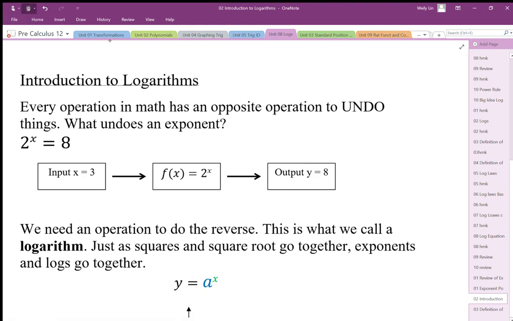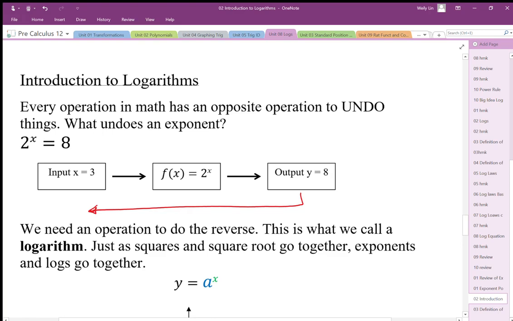All the logarithm is going to do is go in the reverse direction. So I'm going to give my output, my answer is 8, and I want to figure out what my exponent is when I have base 2. That's essentially what a log is. It's just going the other way.